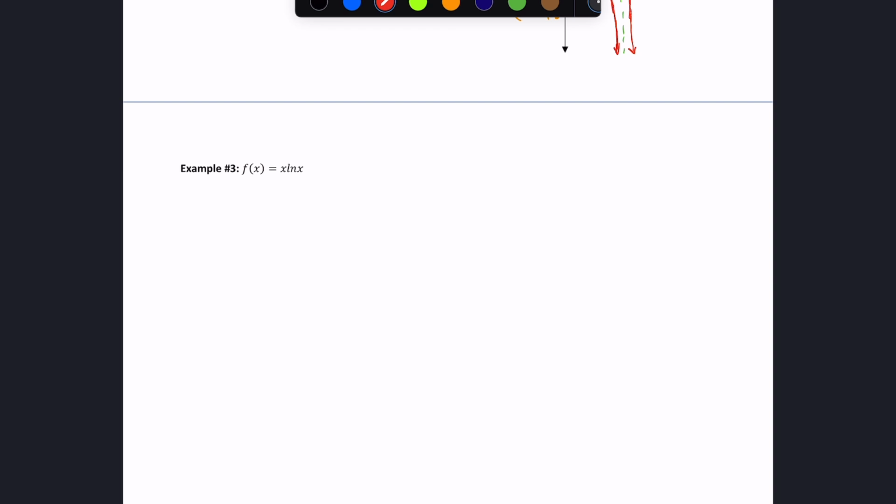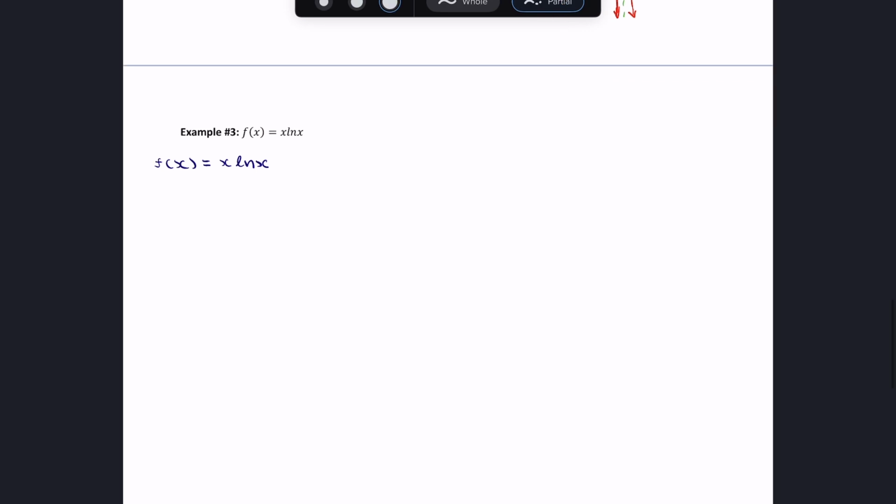Okay, let's look at this last example here. It's f of x is equal to x ln x. And so let's start with our f of x. So here f of x is equal to, again, x ln x. And so let's see what we can find here. So when we look at our domain, x is an element of the real numbers. But because of the ln x, we know that here x has to be greater than 0.